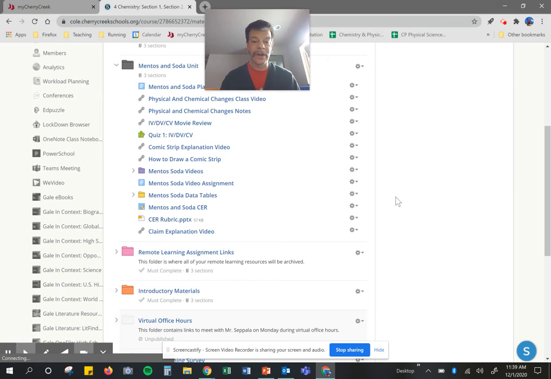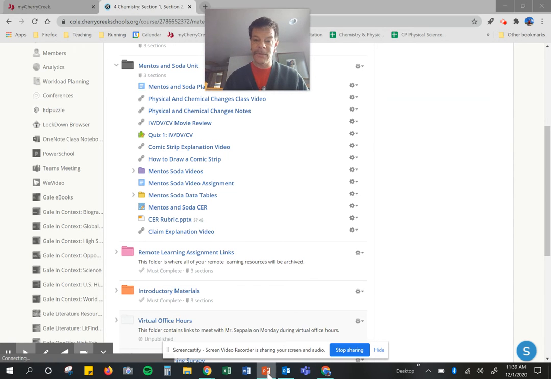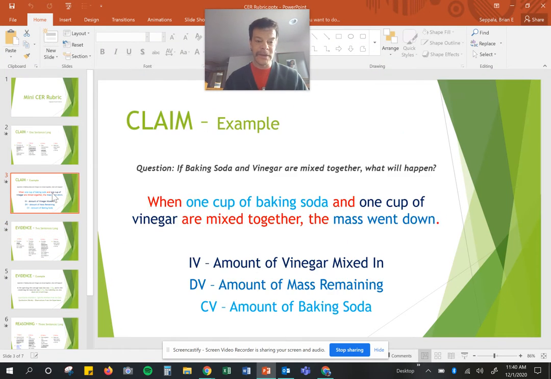So hopefully you've got your claim all written, and you're going to base the evidence off of what you said in the claim. Let me try and explain that to you. I'm going to go back to the rubric. Here was our example claim, for the question that we might have done a couple of weeks ago: when 1 cup of baking soda and 1 cup of vinegar are mixed together, the mass went down.